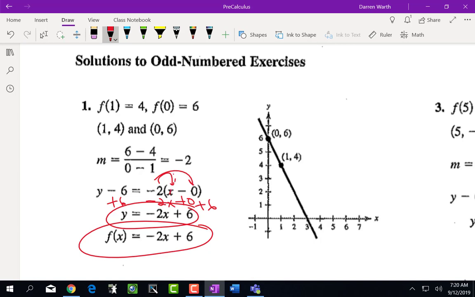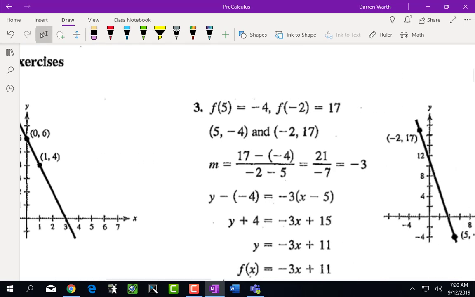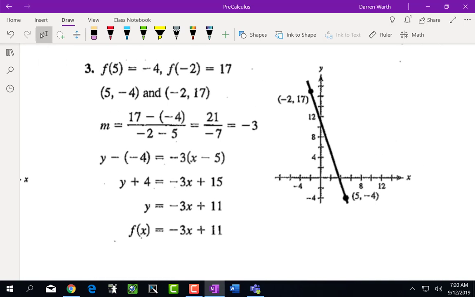On this next one, I'll erase this, and we'll take a look at example number 3. Again, you have this ordered pair right here. You've got f of 5 equals negative 4, so the book just rewrites this as an xy pair. You've got f of negative 2 equals 17. So again, they write it as an ordered pair.